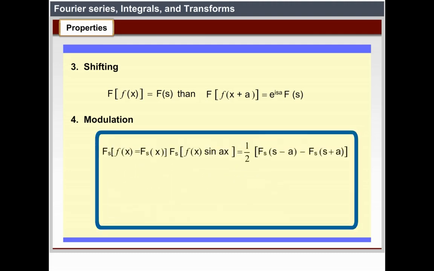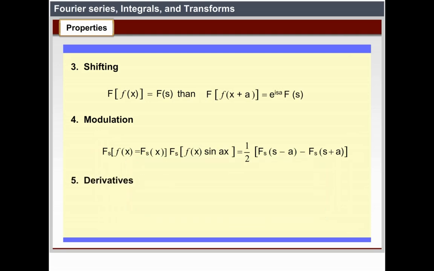If Fs of f of x equal to Fs of s, then Fs of f of x cos ax equal to 1 by 2 into Fs of s minus a minus Fs of s plus a. Number 5.